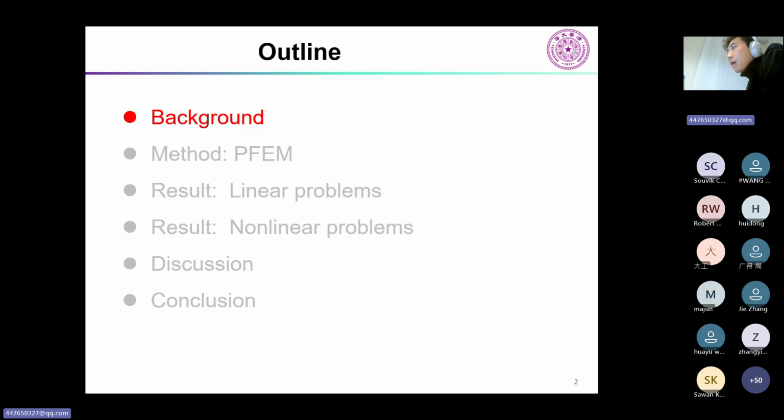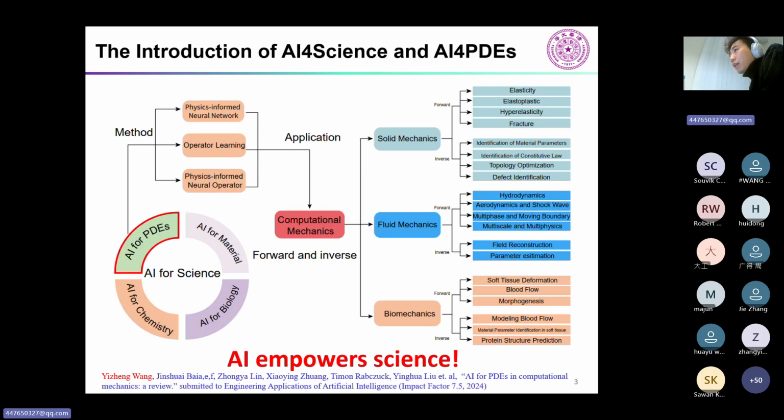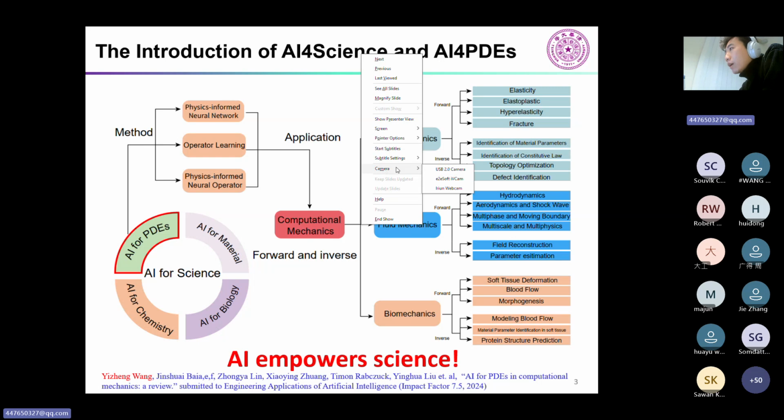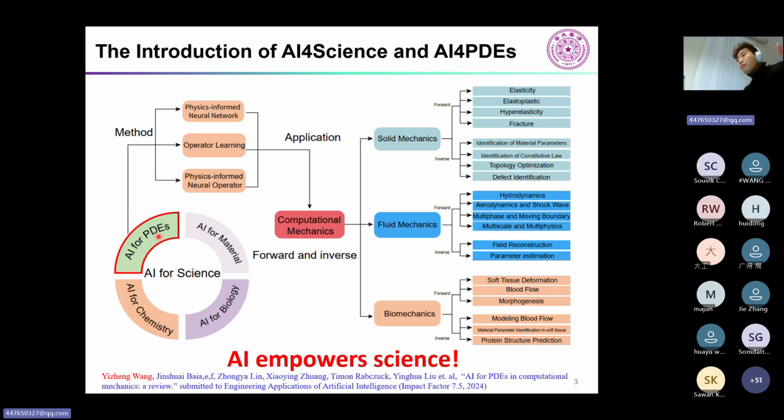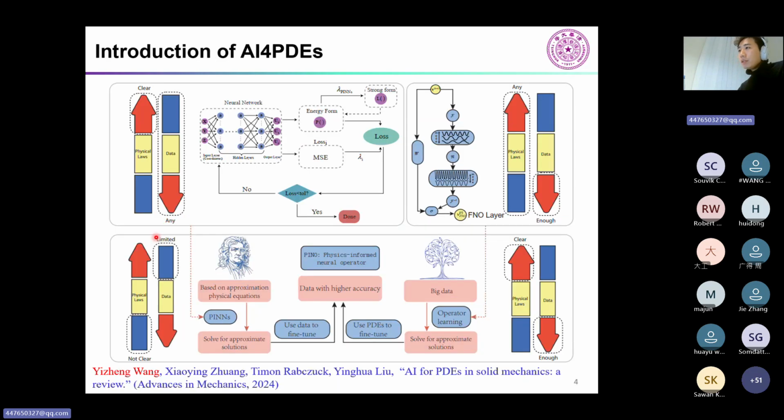The first part is about background. As you can know, AI now changed the world. So AI for science is very popular currently, and there are a lot of ways by AI for science. For example, AI for material, AI for biology, AI for chemistry, and especially our topic is about AI for PDE. Because science is very big, today we only focus on AI for PDE.